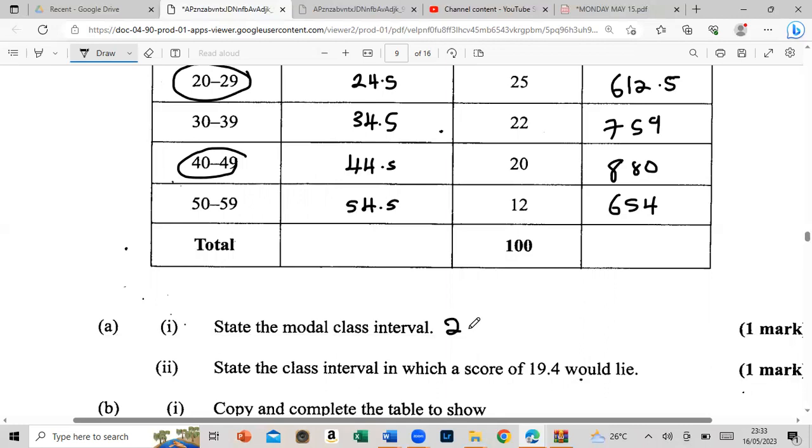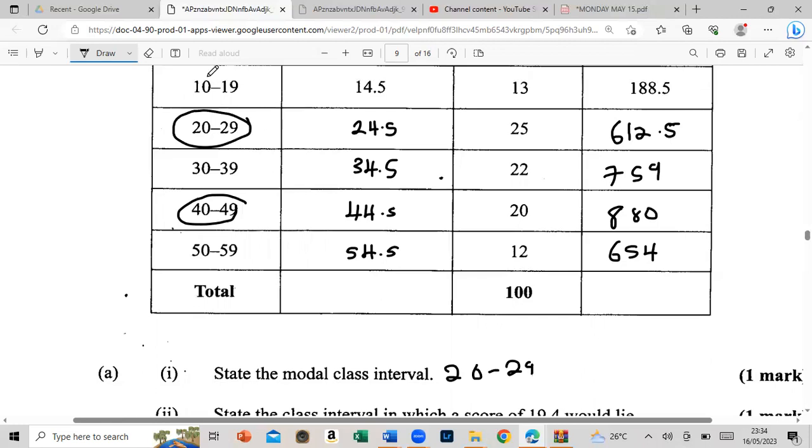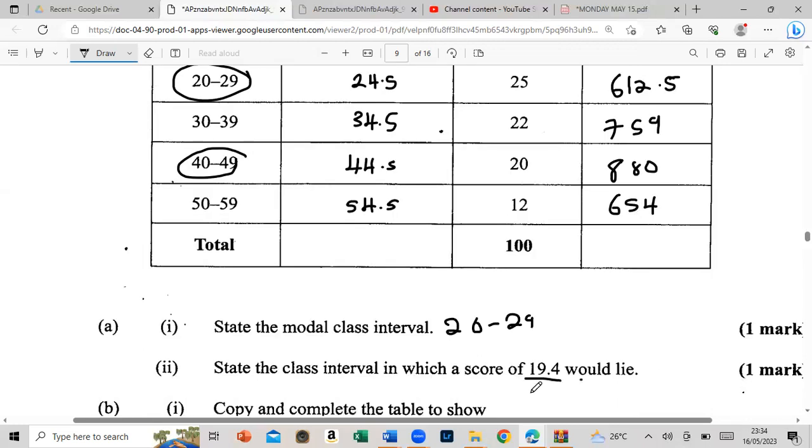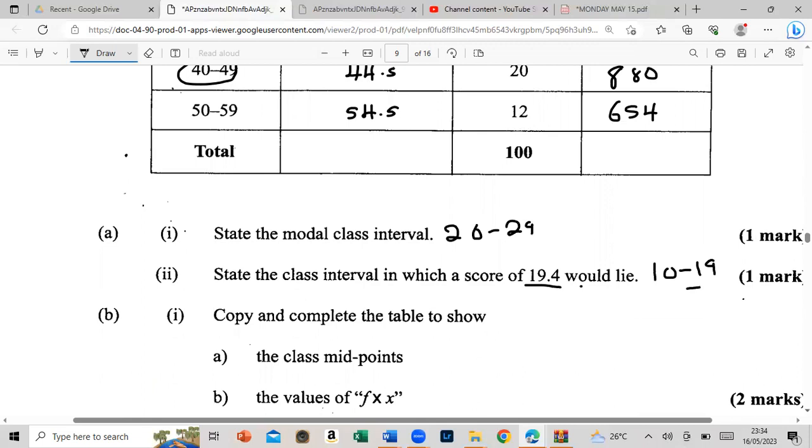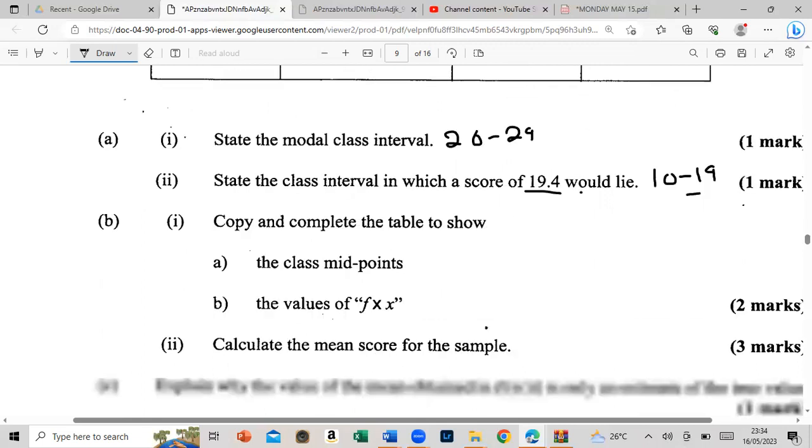I'm sure I can do that part already. 20 to 29. And it's asking in which class interval the score 19.4 would be. Oh, you know what? 19.4 would be in this interval, 10 to 19.5, and that is worth one mark. They did say copy and complete the table. We did that already, so we get all those marks already. We just do this for formality.